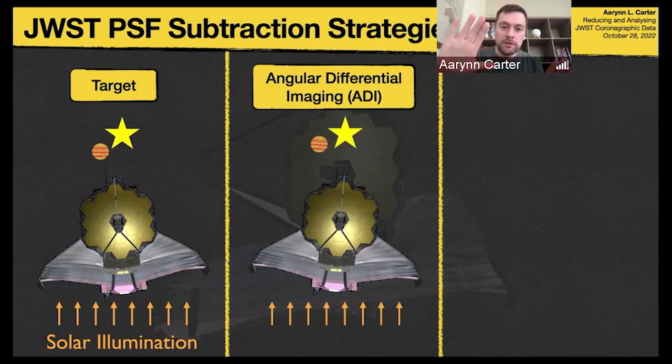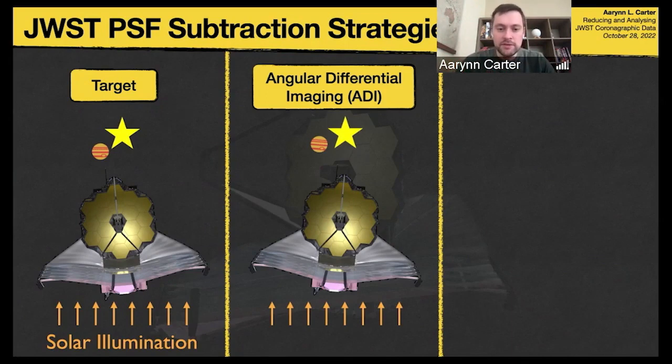This is where you physically roll the telescope some amount of degrees, and then what happens is the planet should move in your field of view, but the star, while it's centered, all that structure, that residual stellar light, its shape shouldn't really change. It should stay pretty static. So if you start to subtract those images, you can see the planets between them.